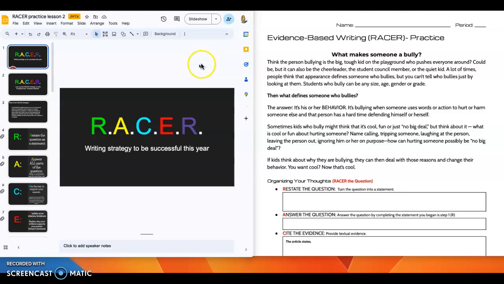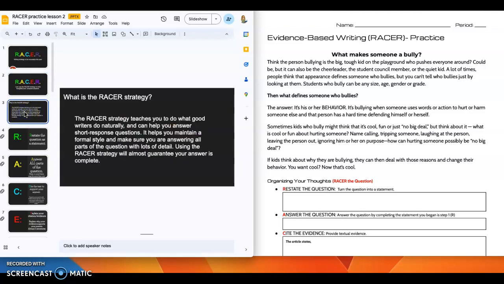Okay, for this lesson, this is RACER Practice Lesson 2. You need to do split screen. The slides are on the left, the work is on the right. So RACER is a writing strategy to be successful this year. We just changed the S to the R. I can use the RACER strategy to write thoughtful and complete answers.